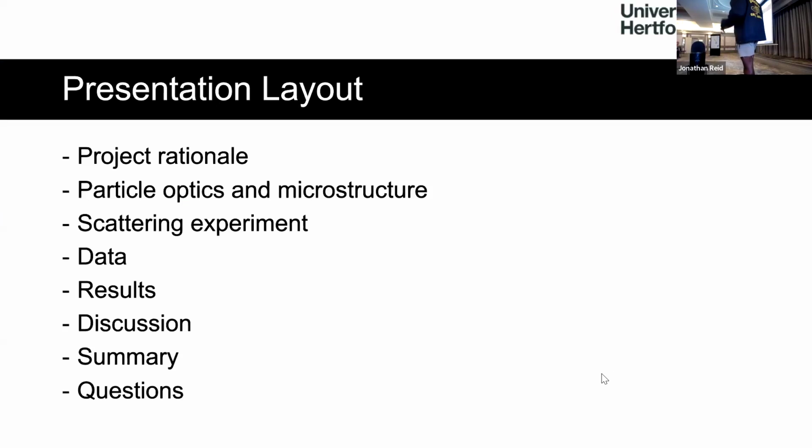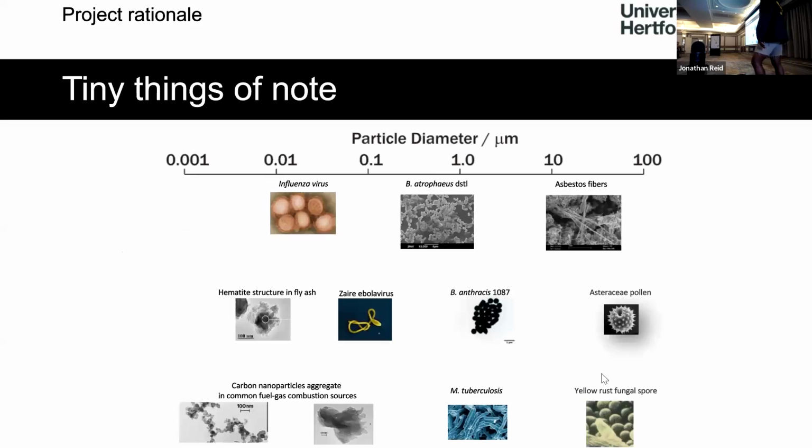I'll look at particle physics and microstructure. I'll look at scattering experiments, effectively how my experiment works, the one from which I get data. I'll then look at said data. We'll go through some results. We'll chat about those results. I'll summarize this. It'll look exactly like this, but at the end. And then I'll open the floor for questioning. All on the same page?